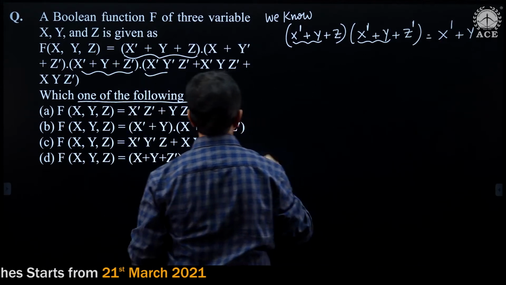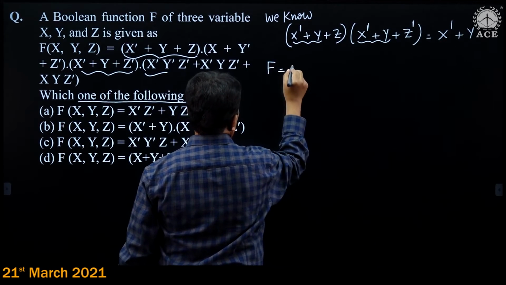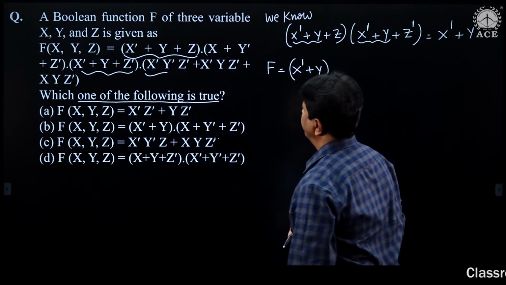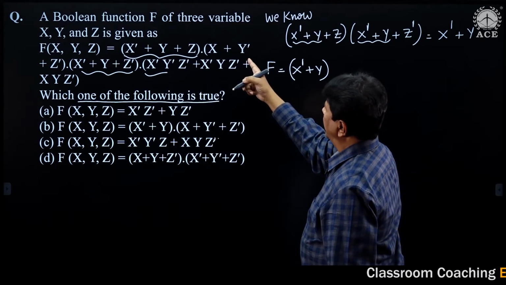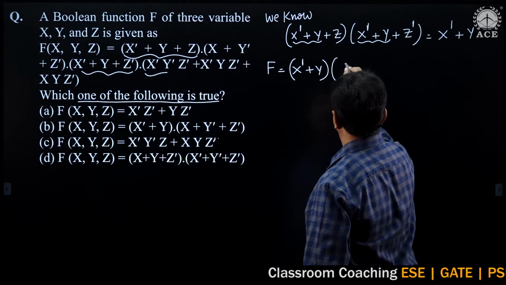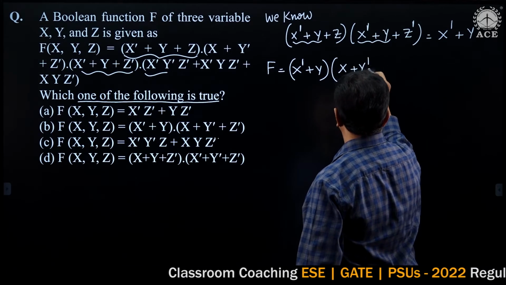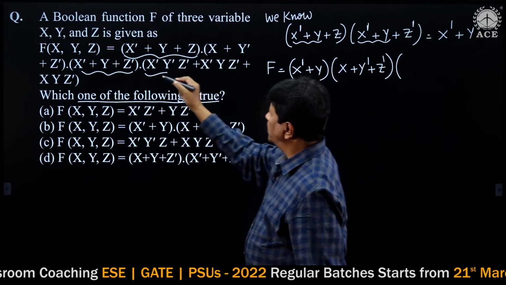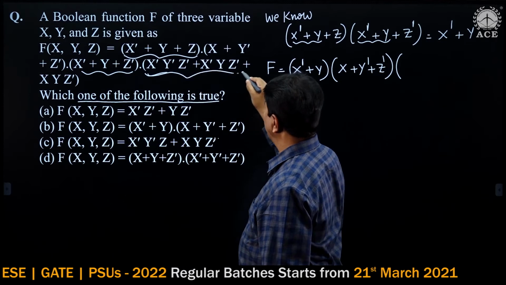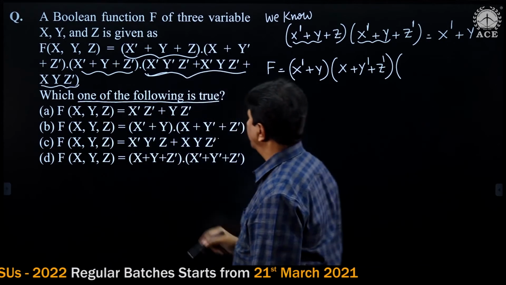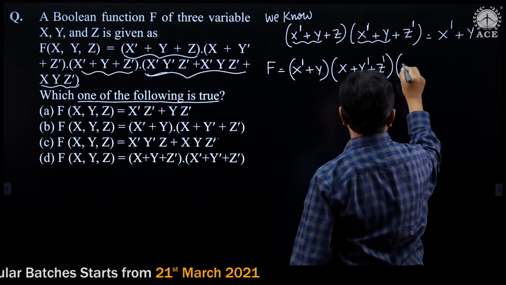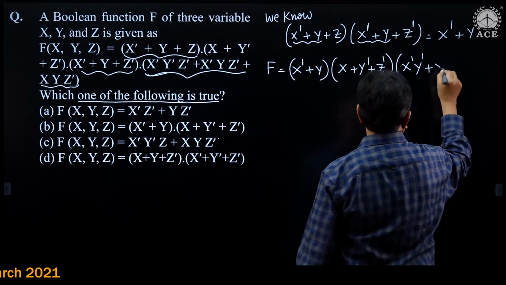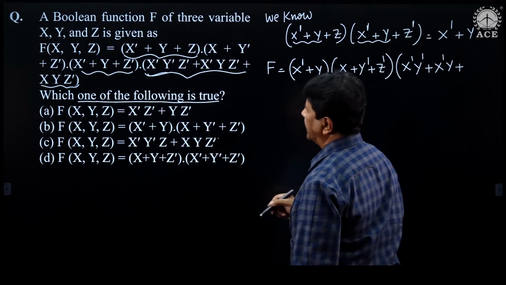So using this, the expression f is going to become in this fashion: x bar plus y. Okay, next, x plus y bar z bar. Next, this term as it is. In this third term, I want to take z bar common. So this is going to become x bar y bar, x bar y, next xy.